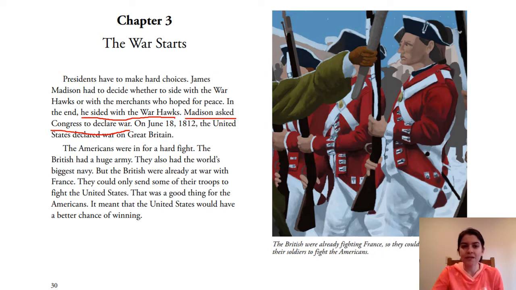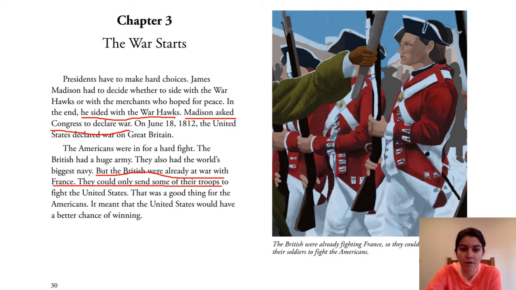So again, why did the Americans think that they would have a better chance of winning? Tell me out loud. Good. It's because the British were already at war with France, so they could only send some of their troops to fight in the United States. It tells us that right here.